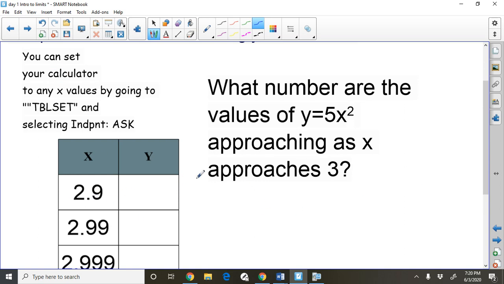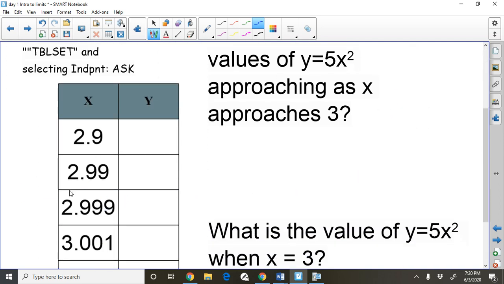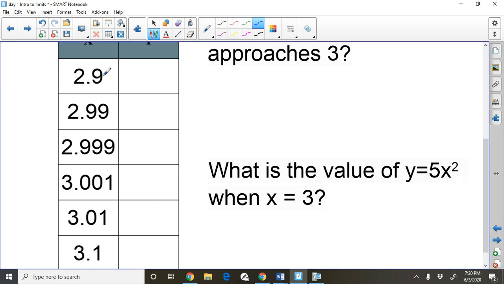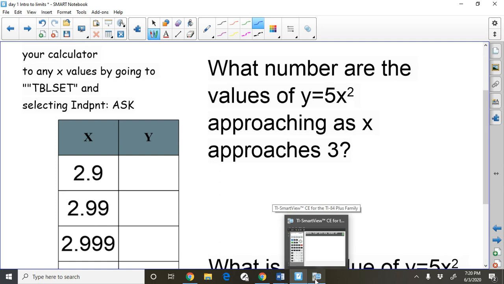So what we want to do is look at what happens as x approaches 3. So in the table, I want to pick numbers that are really close to 3. And if you notice what numbers I have here, 2.9, 2.99, 2.999, these are all numbers that are getting closer to 3 from just below it. And then 3.1, 3.01, 3.001 are getting closer to 3 from just above it.